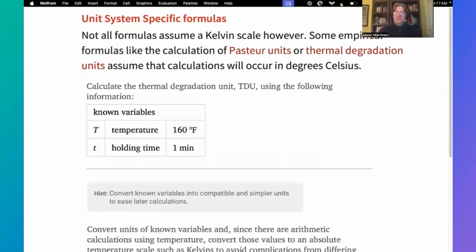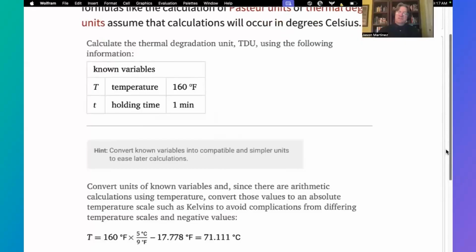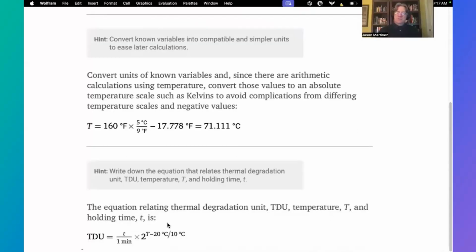But there are some formulas that are not done in a Kelvin scale. Pasteur units and thermal degradation units all assume the calculations will occur in degrees Celsius. So those have an exception where we tell our step-by-step functionality, oh, these particular types of formulas are assuming Celsius, convert everything to Celsius. So we do that, and then we can put that into our formula, which, as you can see, has this factor that is entirely in degrees Celsius.